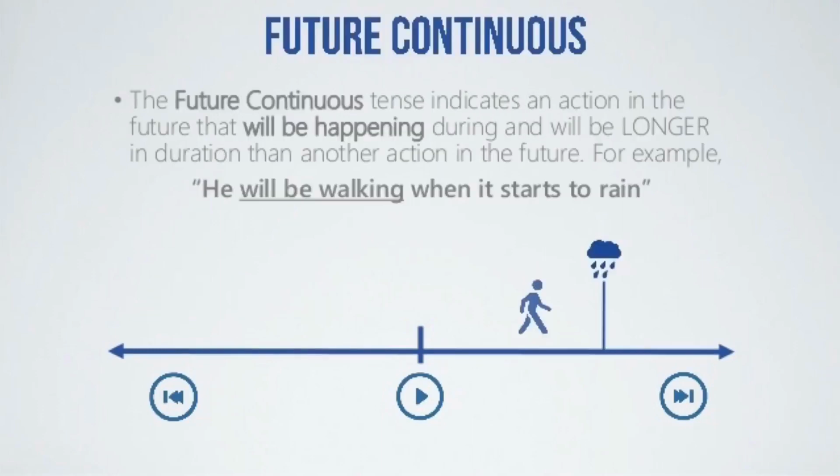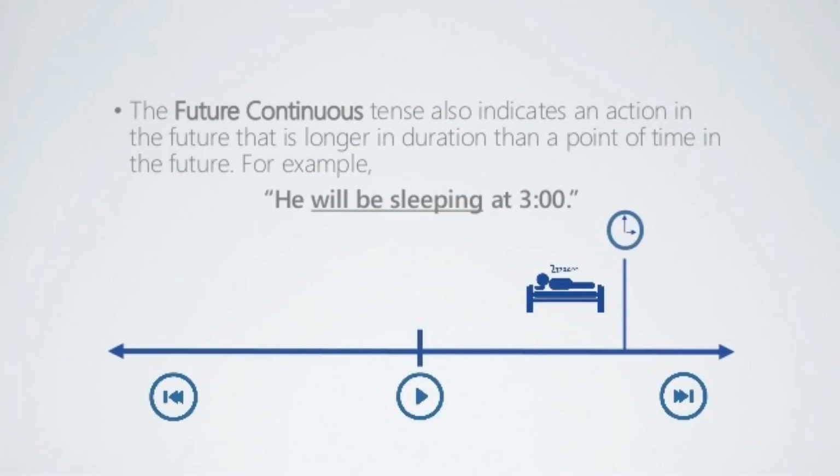Now if we talk about the basic six tenses, next is future continuous. Well, future continuous tense indicates an action in the future that will be happening during and will be longer in duration than another action in the future. For example, he will be walking when it starts to rain. Let's see the next example. He will be sleeping at 3 o'clock indicates an action in the future that is longer in duration than a point of time in the future.